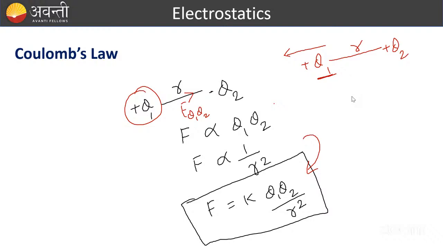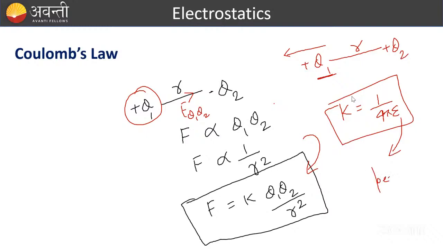ठीक है, so this k is equal to what? So k is equal to 1 upon 4 pi epsilon. Done it. Let's for now keep it here like this. अब ये एप्सिलन क्या है? एप्सिलन को हम बोलते हैं परमिटिविटी. Done. So if two charges are kept in vacuum, let's say we have kept the charges in vacuum.